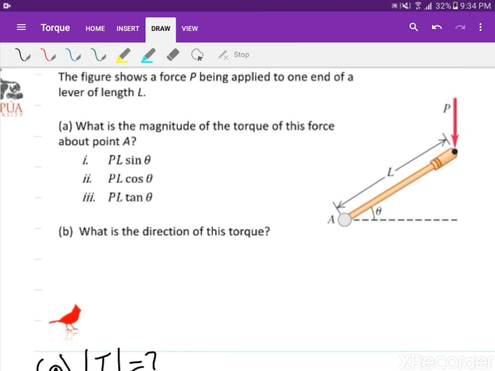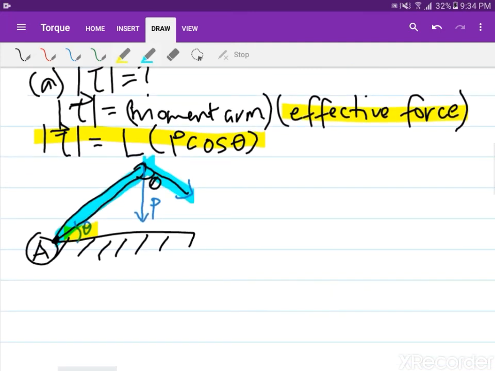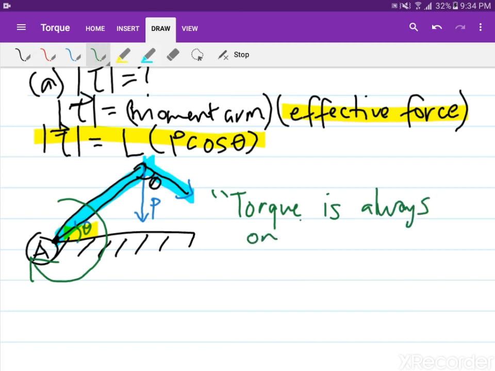Now for letter B, what is the direction of our torque? So from our intuition, we already know that this force P would cause our lever to rotate in this direction. But this direction is not the actual direction of torque. Recall that the torque is always on the axis of rotation. Okay?